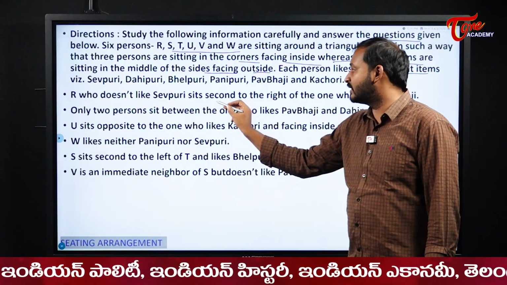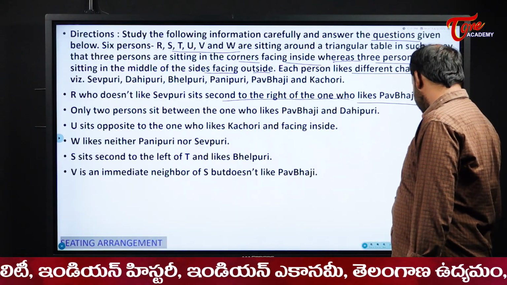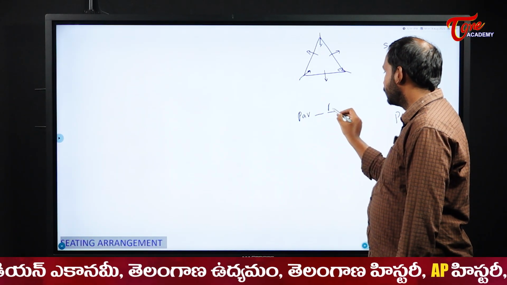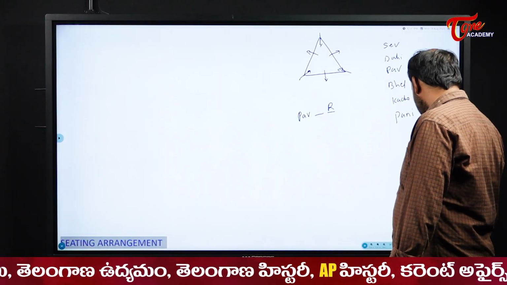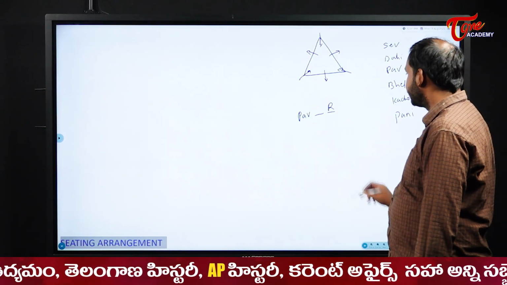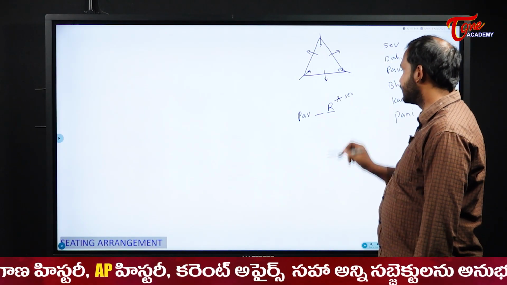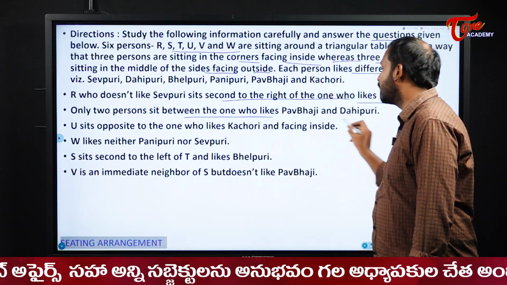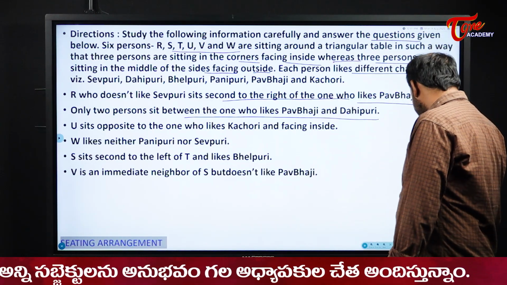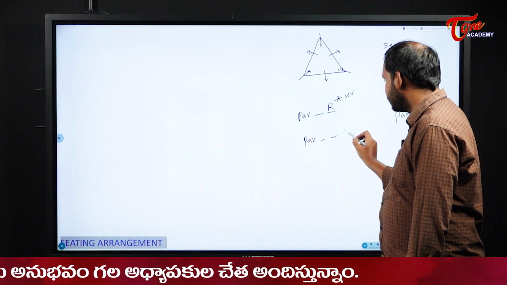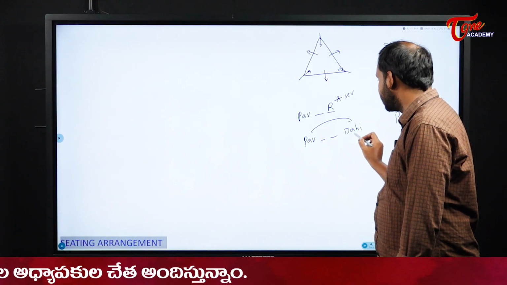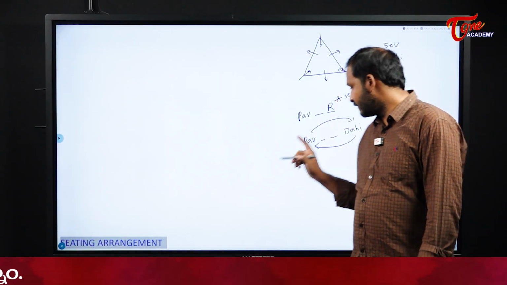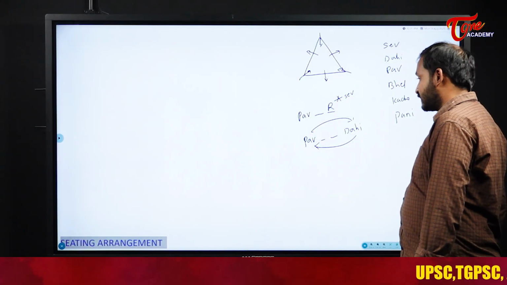R who doesn't like sev puri sits second to right of the one who likes pav bhaji. Okay, R will sit second to right of pav bhaji. R doesn't like sev puri. That is the first condition they have given for us. Next, second condition: only 2 persons sit between the one who likes pav bhaji and dahi puri. See students, they can be towards right or left. That is the reason each and every time whenever they say that there are only 2 persons, I am indicating like this.